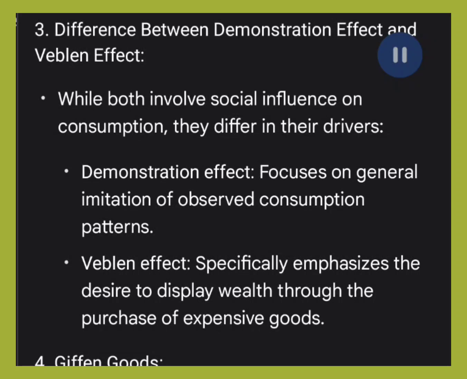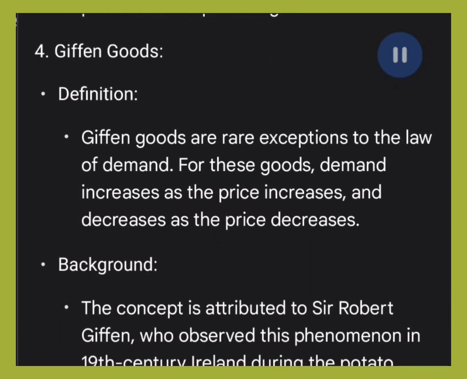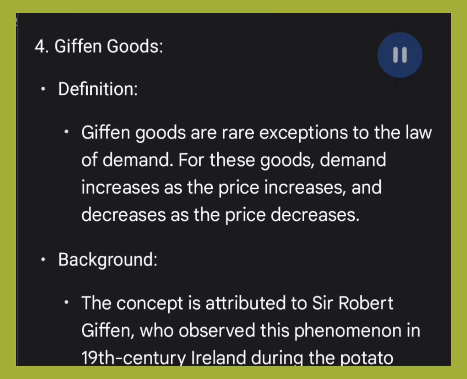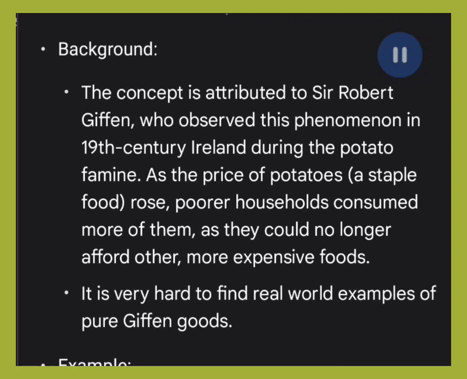4. Giffen goods. Definition. Giffen goods are rare exceptions to the law of demand. For these goods, demand increases as the price increases and decreases as the price decreases. Background. The concept is attributed to Sir Robert Giffen, who observed this phenomenon in 19th century Ireland during the potato famine. As the price of potatoes, a staple food, rose, poorer households consumed more of them, as they could no longer afford other more expensive foods.